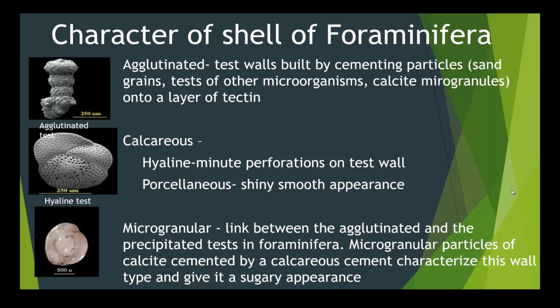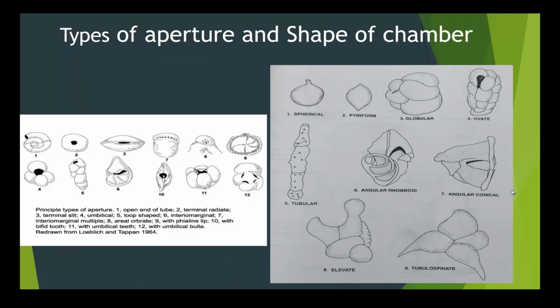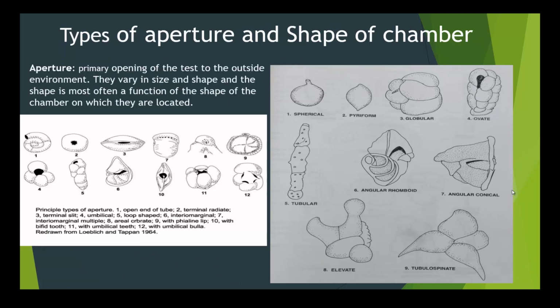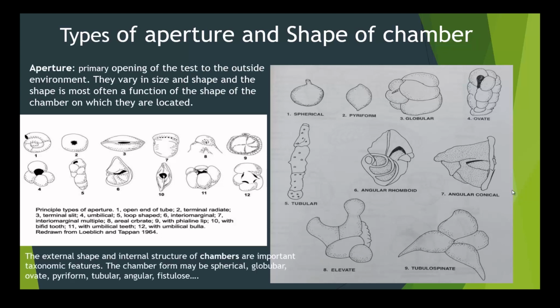Microgranular tests are a link between the agglutinated and the calcareous tests of forams. The microgranular particles of calcite are cemented by calcareous cement and they characterize the wall type, giving it a sugary appearance. The forams are also classified based on their different types of apertures and the shape of their chambers.